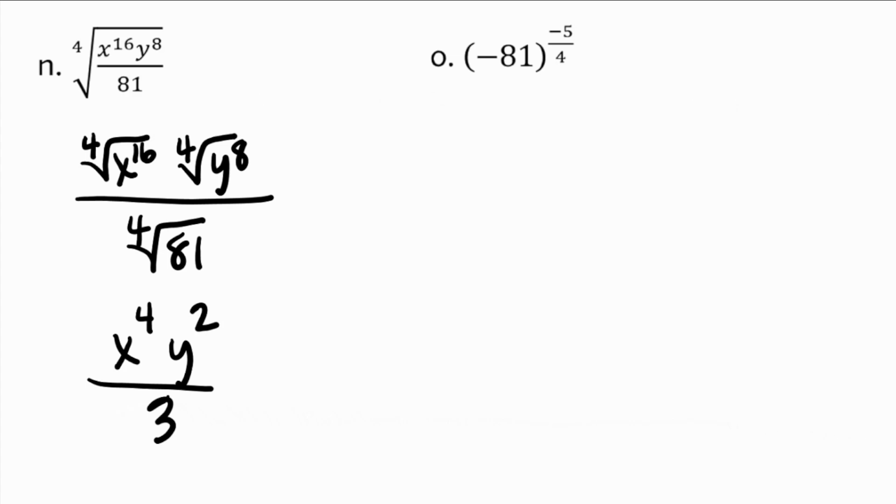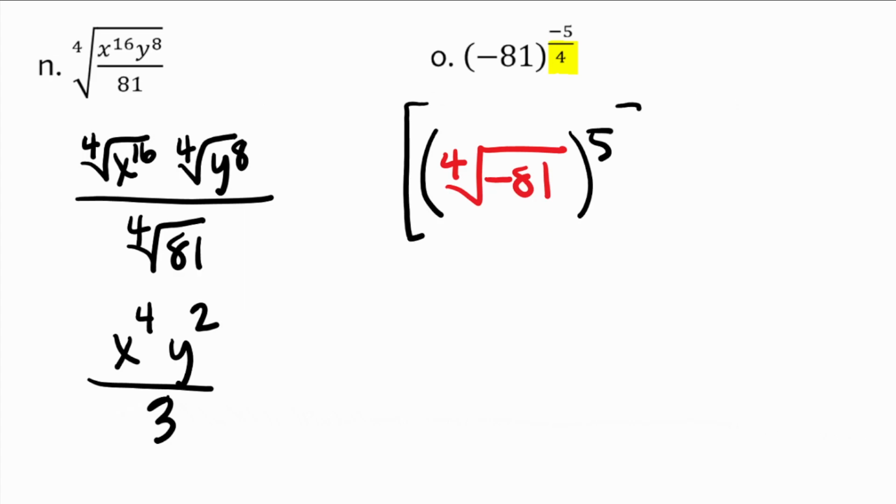Alright. This one's tricky. So negative 81 to the negative 5/4. So what I'm going to do is start with the denominator, like always, and make that the index of my radical. So I'm going to have the fourth root of negative 81, then taken to the fifth power. That would be negative 81 to the 5/4. Then it's negative 5/4. Okay, that's the negative first power. Okay, the problem is that fourth root of negative 81.